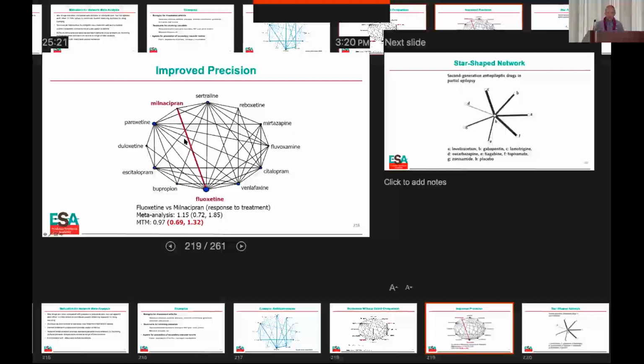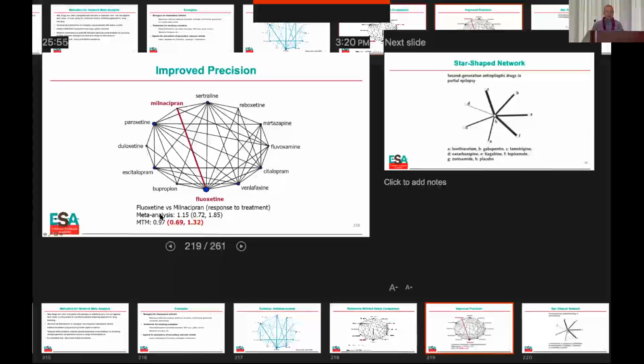Here's another example where this particular comparison actually has been done. There is a direct estimate comparing milnacipran to fluoxetine, but there's also indirect comparisons through many of the other drugs. And so we might want to say, well, what if we combine the direct estimate with the indirect estimate? Then we might get an even better estimate of the effect. Because, for example, if there was only one study here, but there were 15 other studies that included one of them, then we might get improved precision.